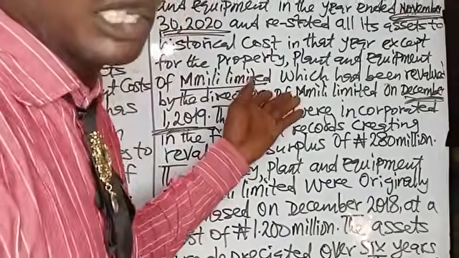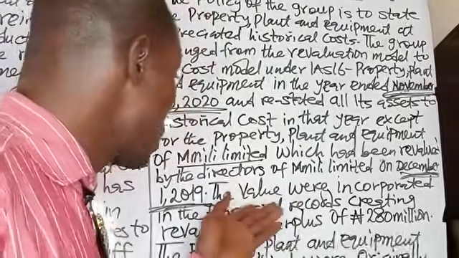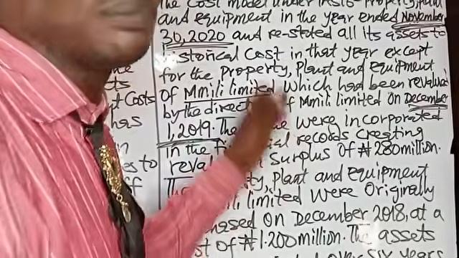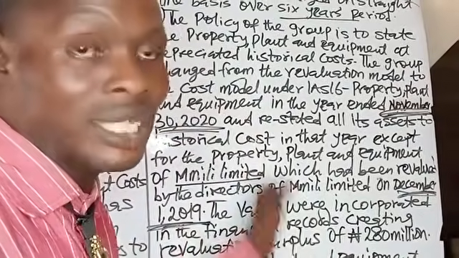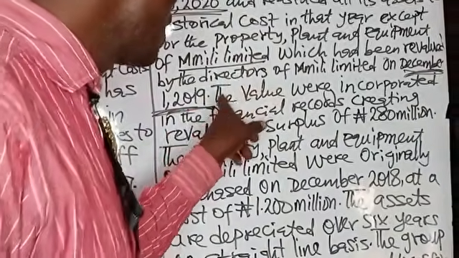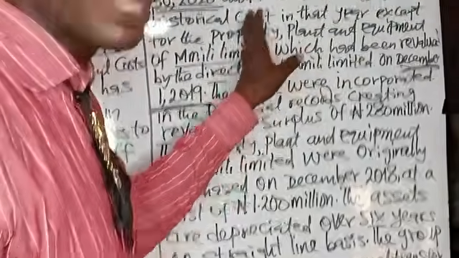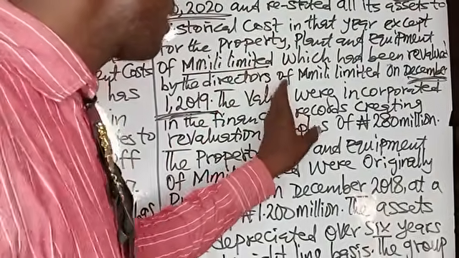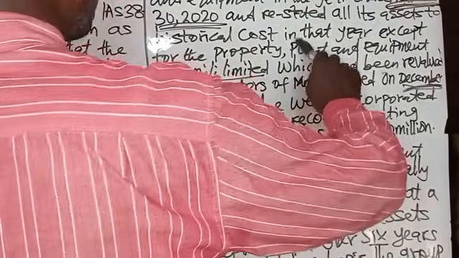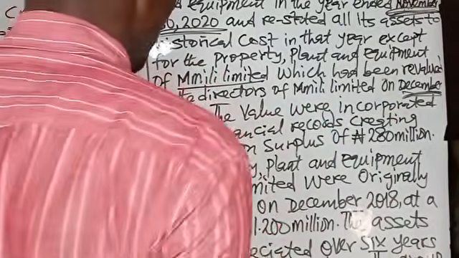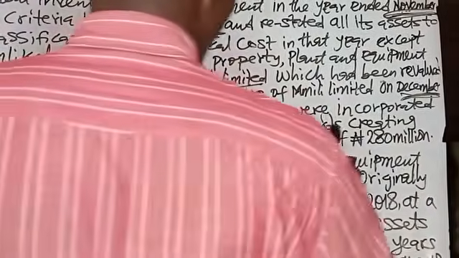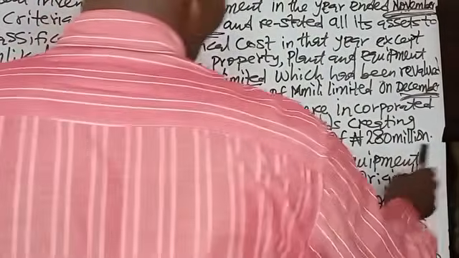Now, since the entity has changed to the cost model, the entity also applied the cost model to all its property, plant, and equipment if the financial statement were to comply with IFRS. So since this one doesn't comply with the cost model, that means the entity's financial statement does not comply with IFRS. So for it to comply with IFRS, we have to migrate from the revaluation model to cost model. The values were incorporated in the financial records, creating revaluation surplus of 280 million.